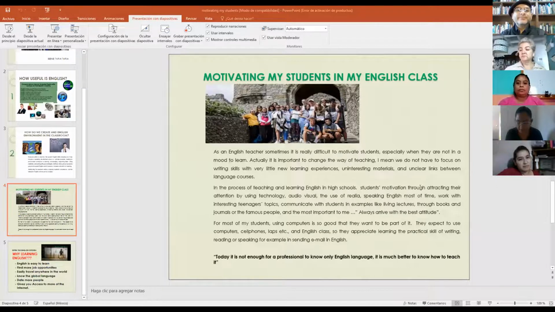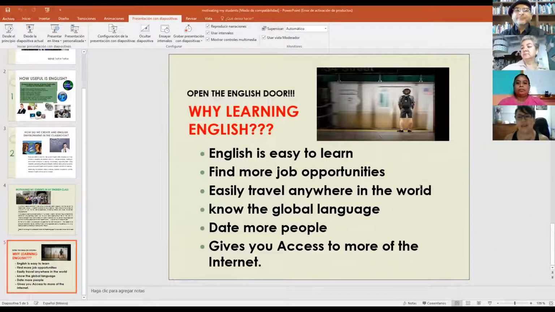If you give me permission, I'm going to say all the time, like, please open the English door, students. This is really important. Please, while learning English, in each class, as Green Couple said, English is easy to learn. Find more job opportunities, easy to travel anywhere in the world, know the global language, date more people, and give you access to more than you find on the internet. If you try to remember this each class, they are going to do it. And I think for me it's the most beautiful thing that we can transmit.